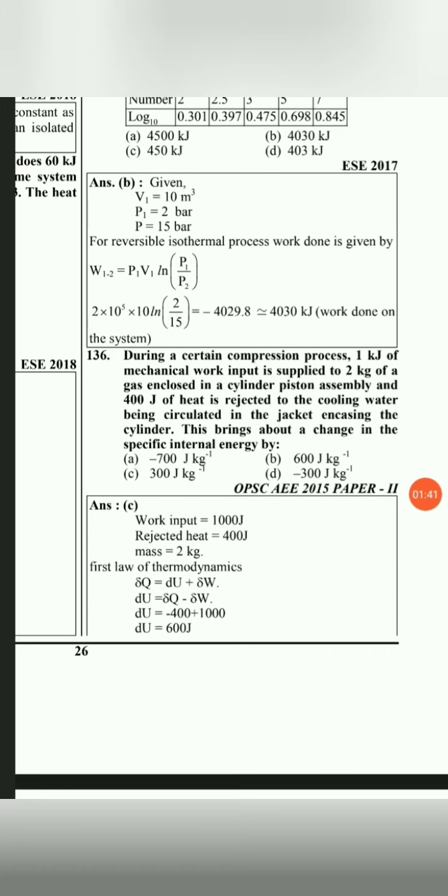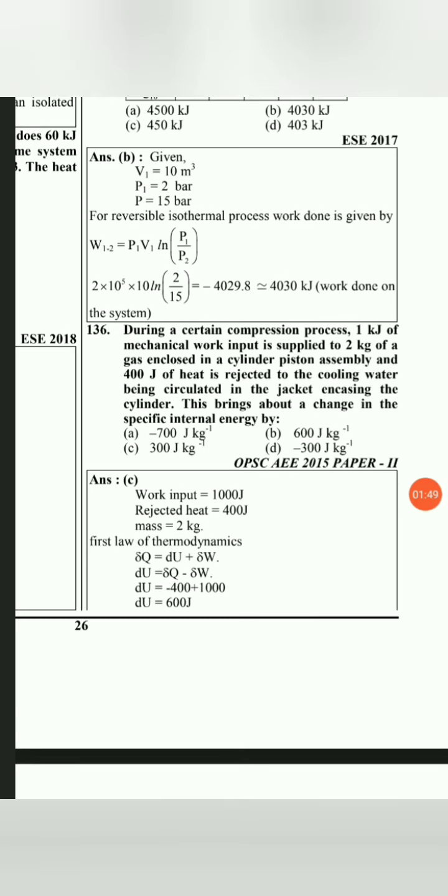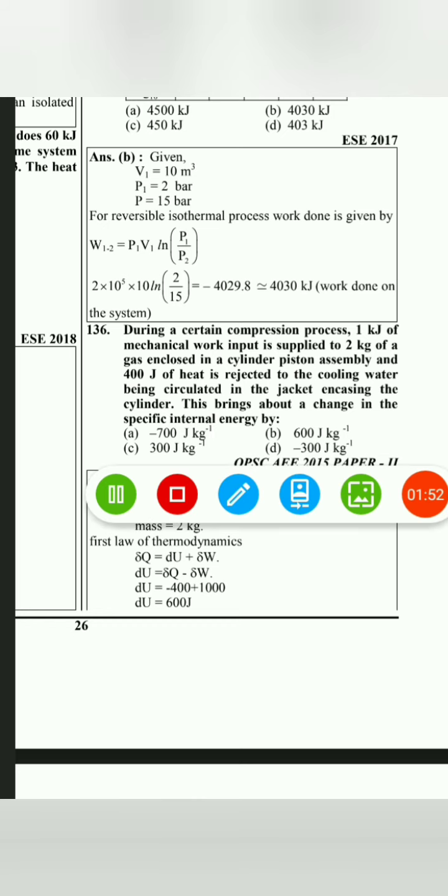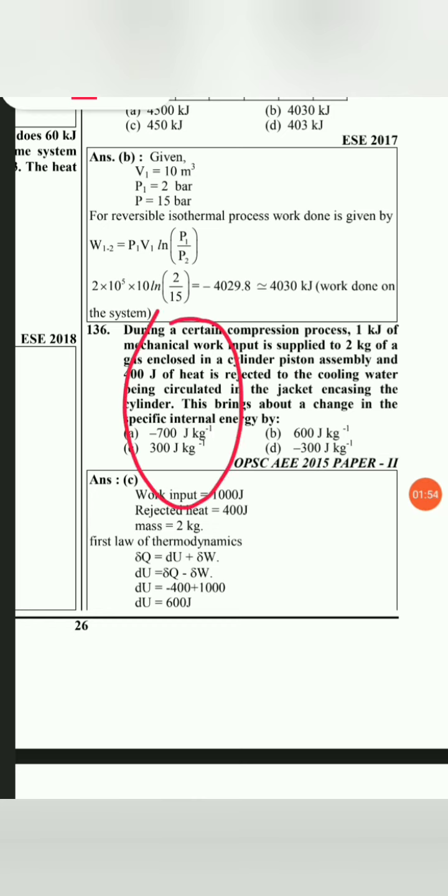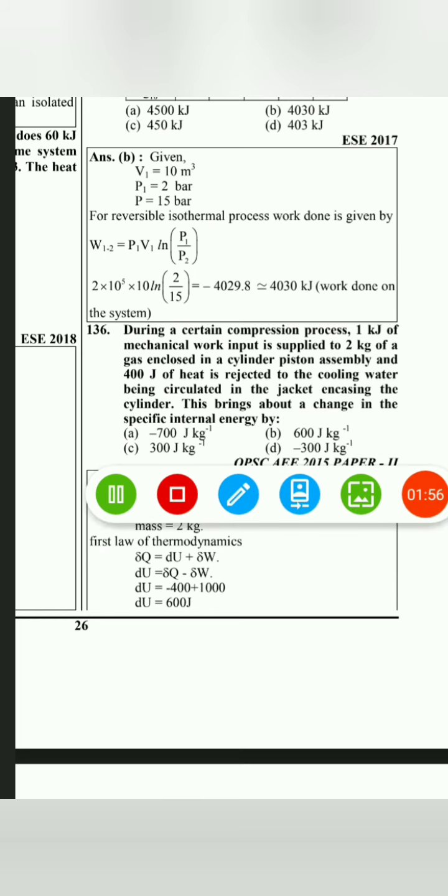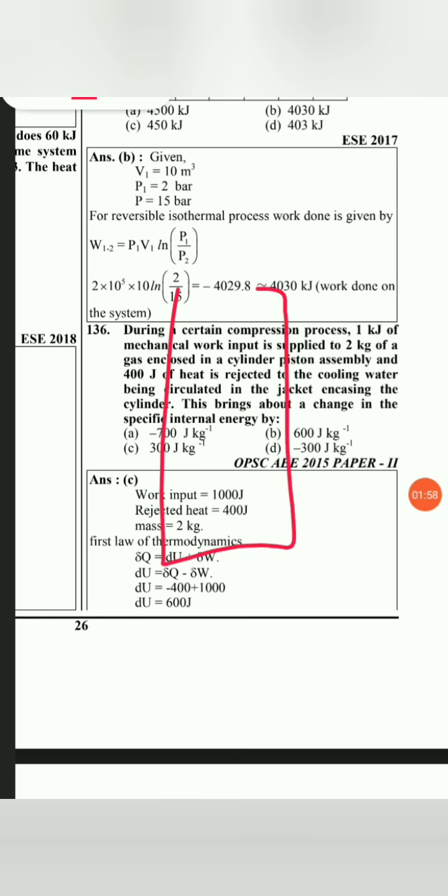So here the question is that the process is a compression process, with 1 kilojoule of mechanical work input supplied to 2 kg of gas enclosed in a cylinder piston assembly. Considering the cylinder piston assembly where 2 kg of gas is enclosed, 400 joule of heat is rejected to the cooling water.